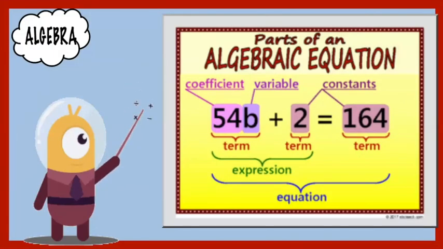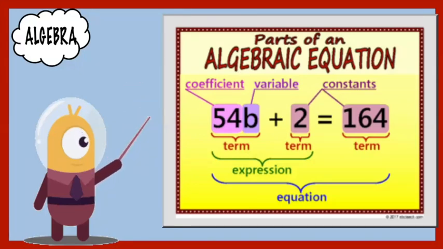Talking about equations, let's look at parts of an algebraic equation. An equation always has an equal sign. The difference between an equation and an expression is that an equation has an equal sign, an expression doesn't. 54b plus 2 is the expression. Why is it an expression? Because it does not have an equal sign. Now, when we put equals 164, we have made this an equation. An equation says that whatever's on the left is equal to what's on the right, or whatever is on the right is equal to whatever's on the left.